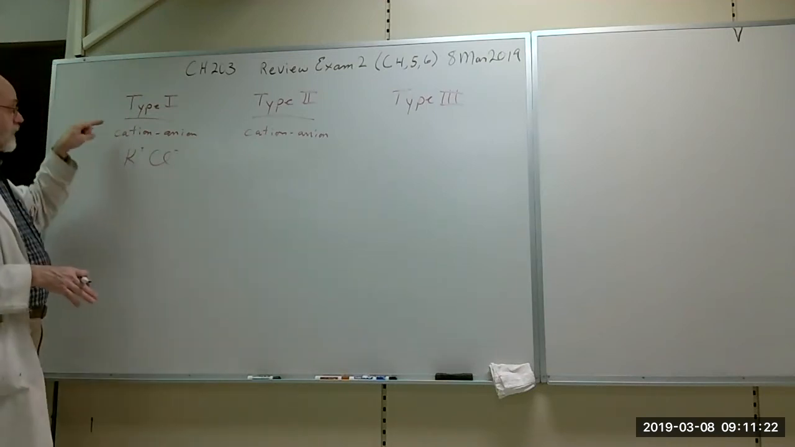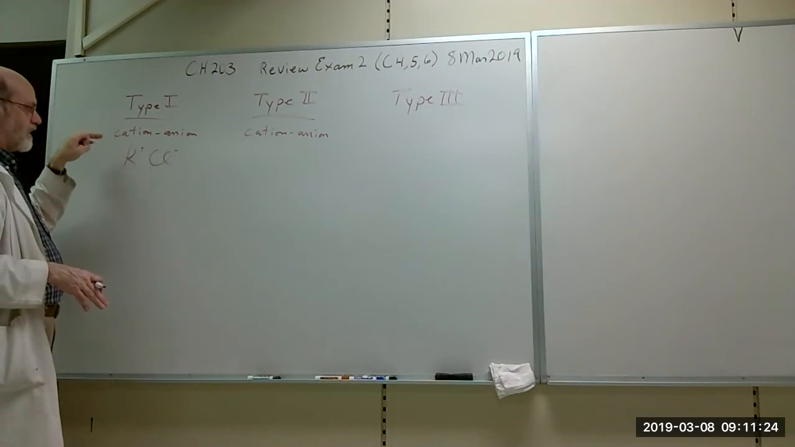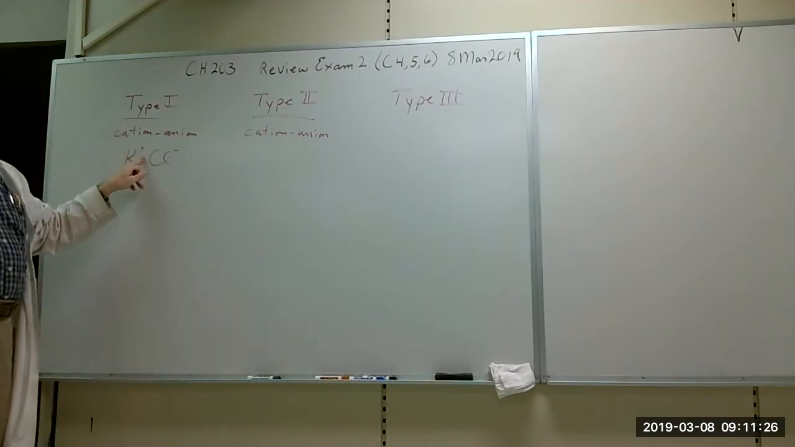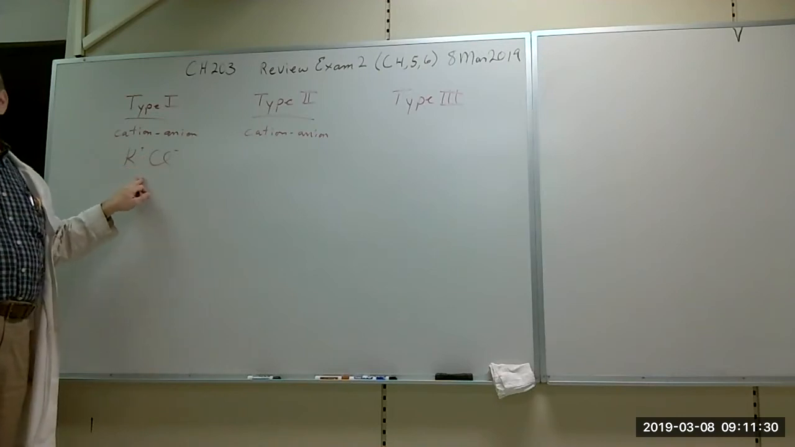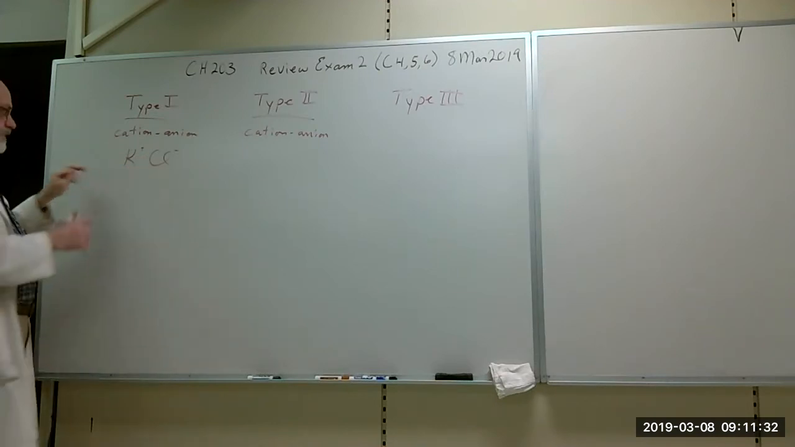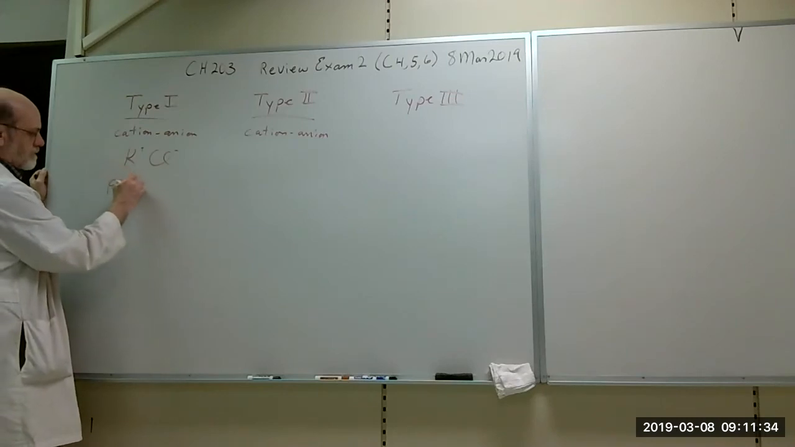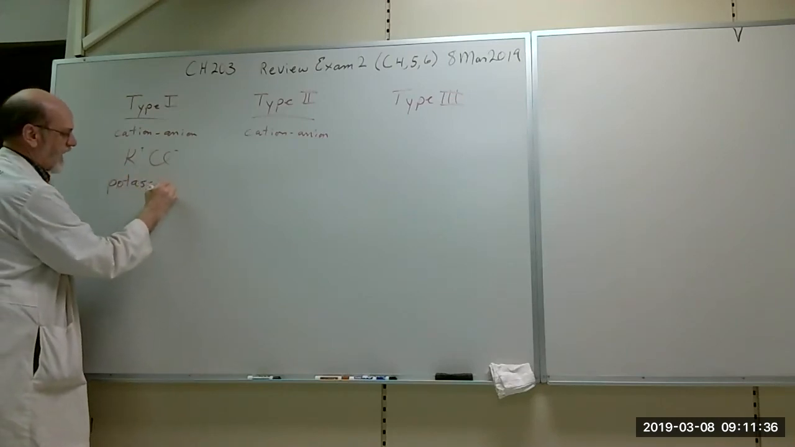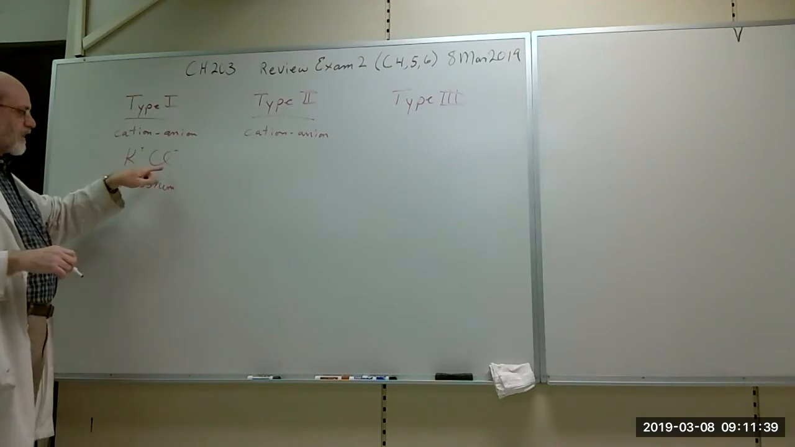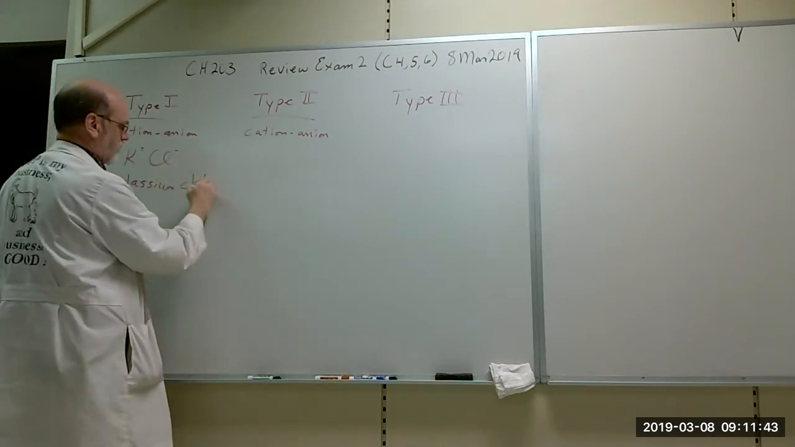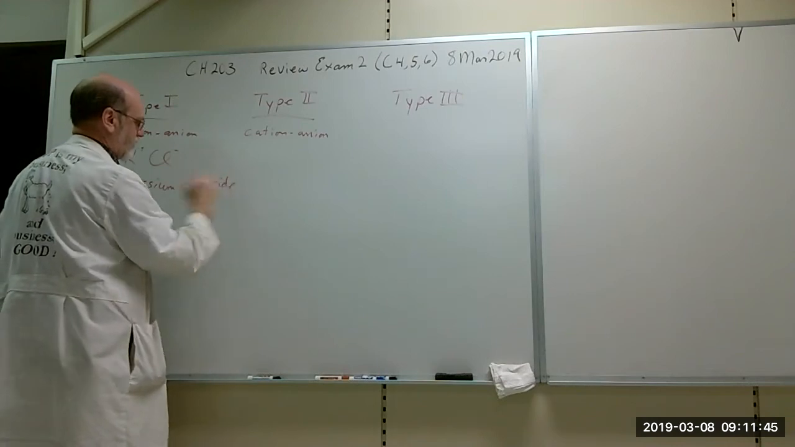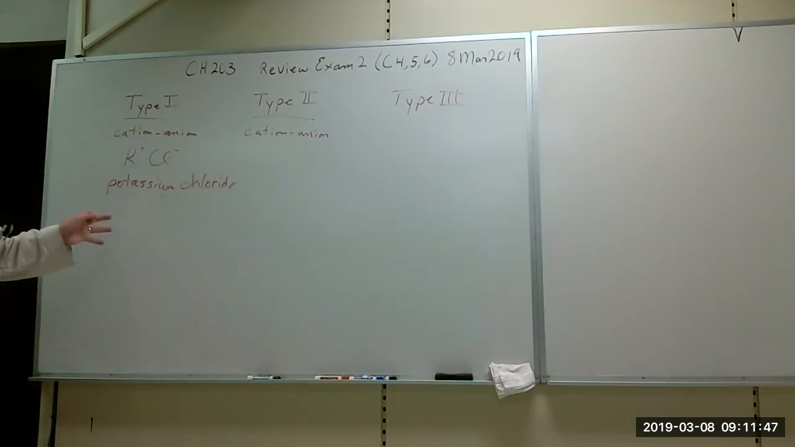Okay, so when you name a type 1 compound, since their charges are fixed, you don't have to say anything about their charges or how many there are. You just say potassium for the cation, and then the chlorine becomes chloride. And that's it. That's all you have to say.